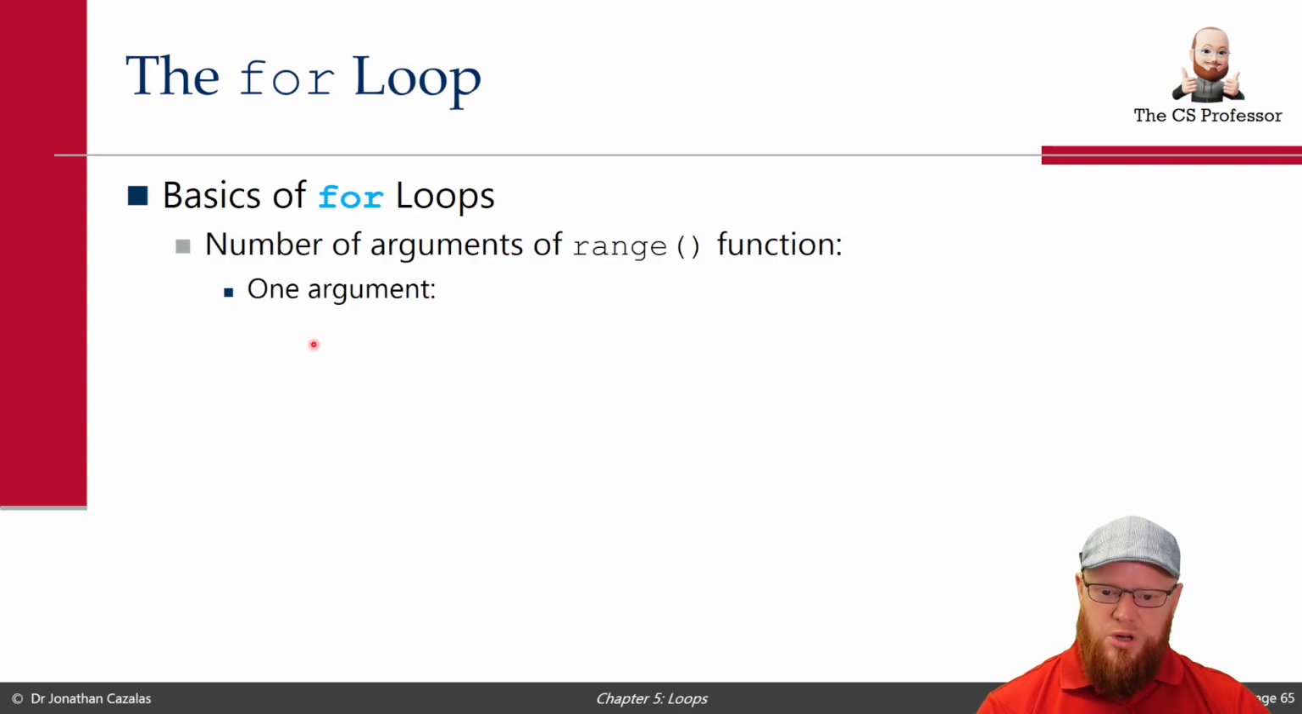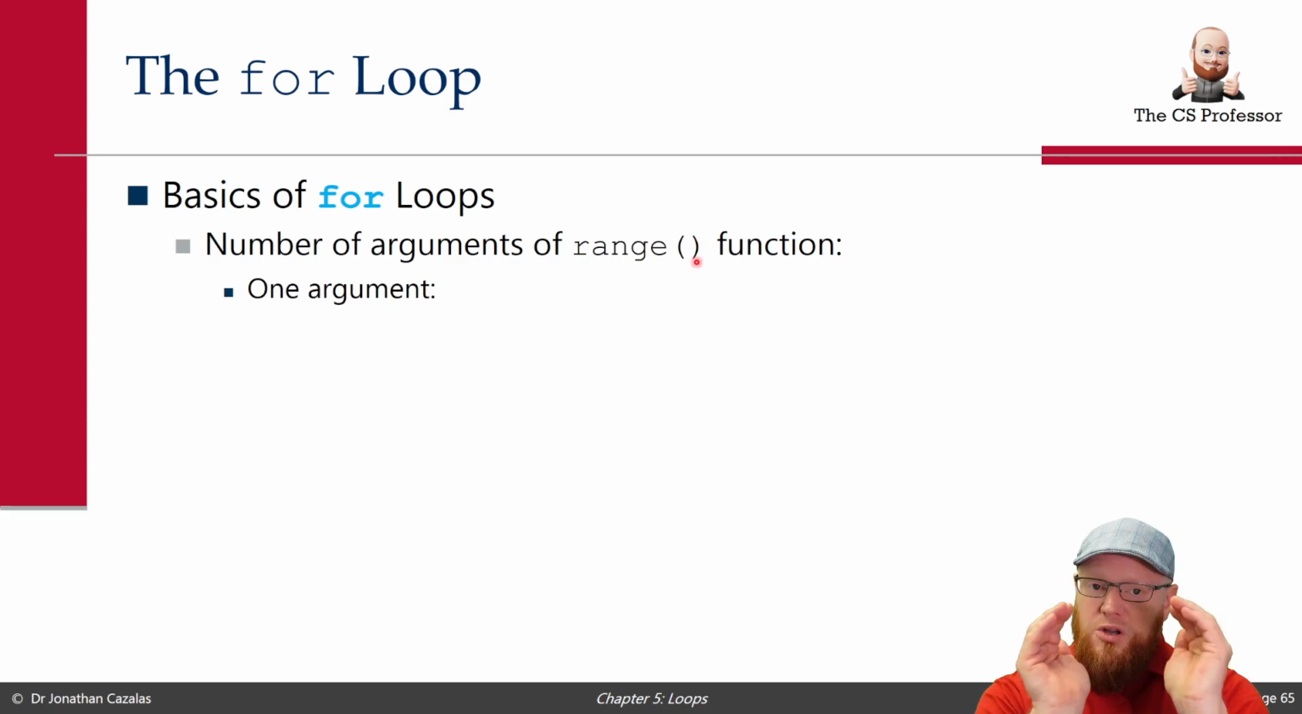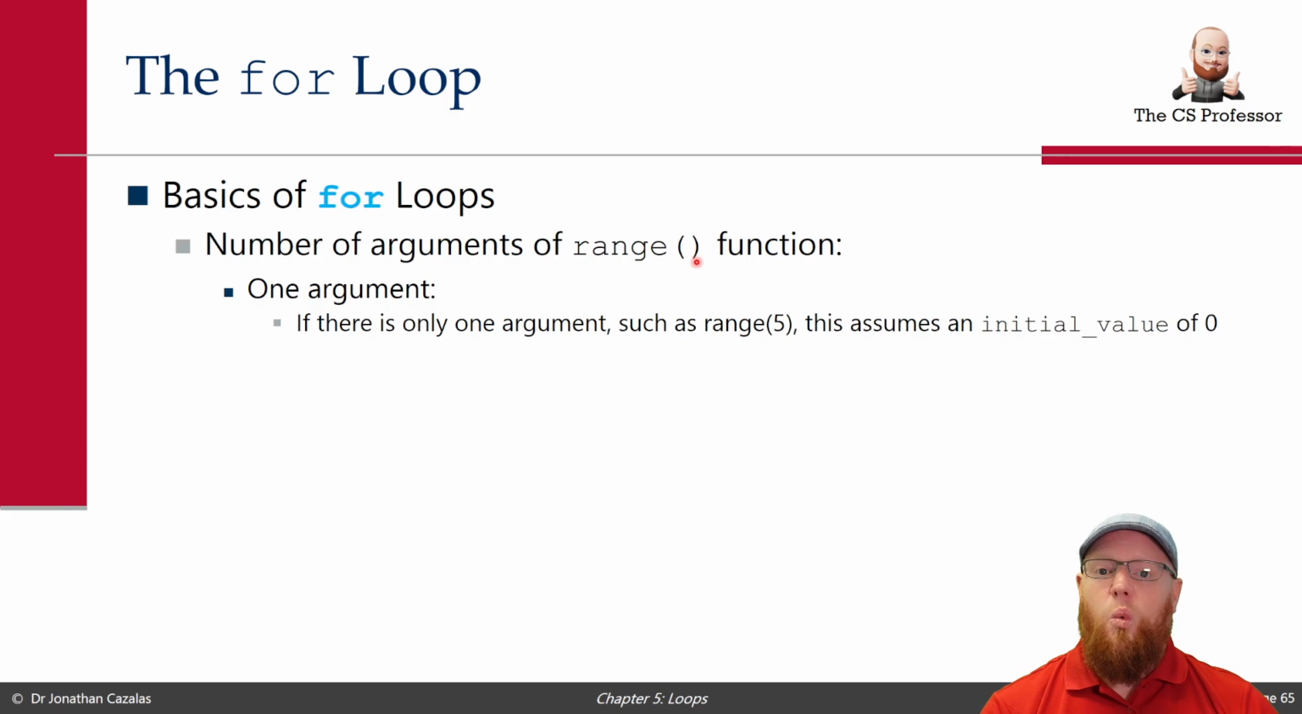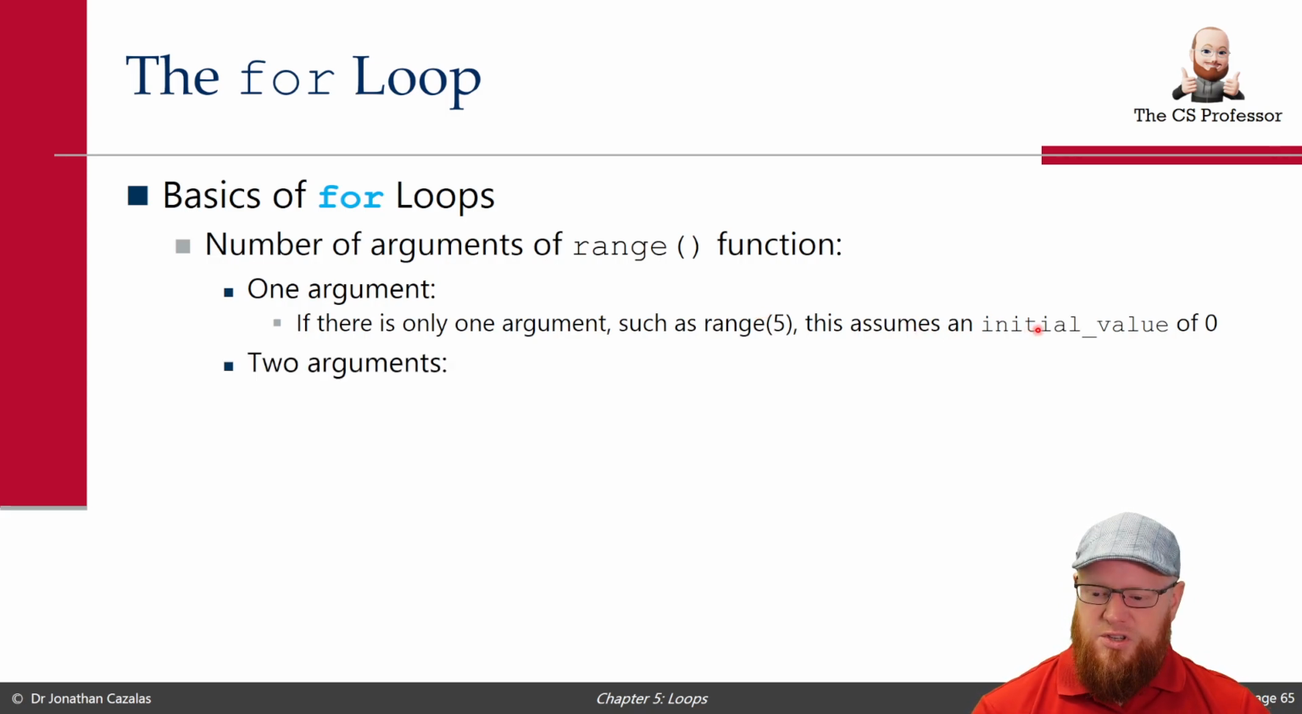And so now we're going to show you, in fact, there's 3 different setups, if you will, that you can have within the range function. So you know that something's a function based off of the parentheses. If we only have one value, which is known as an argument, one argument or one parameter inside this function, we only have one number inside the function, such as range 5, this assumes an initial value of 0.